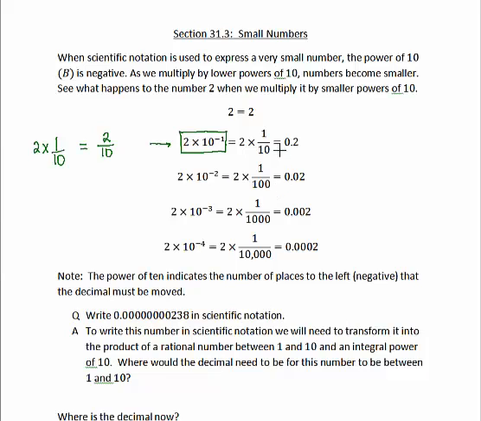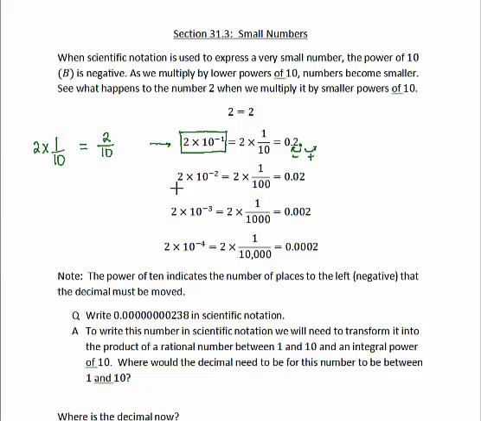Okay, and so what you need to see here is that the decimal point started out behind the 2, and we moved it in the opposite direction since it was a negative exponent. We moved it 1 place to the left. If this had been a positive 1, then we would move it to the right to get it out of scientific notation.